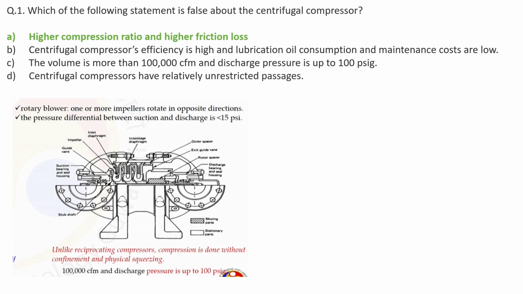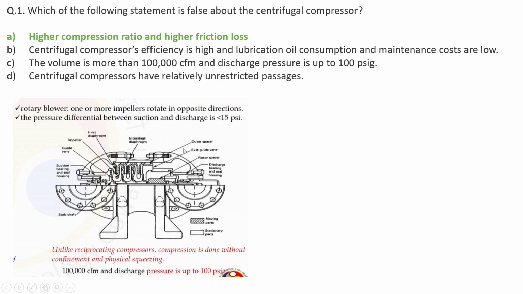So the correct answer is option A. The false statement is that it has higher compression ratio and high friction loss. For the other statements, centrifugal compression is done without any confinement and physical squeezing, so that tells us that centrifugal compression has relatively unrestricted passage. So option D is a correct statement.